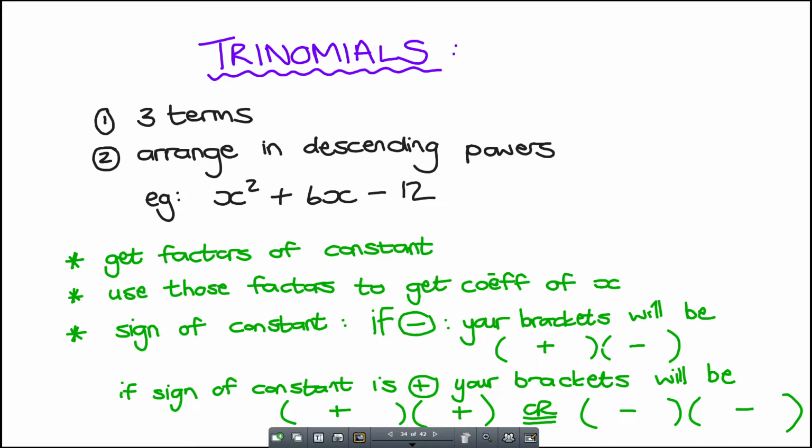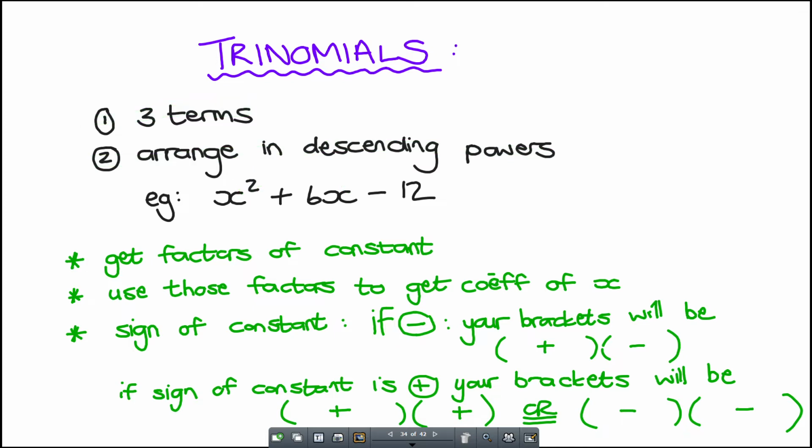Okay, so we said that for trinomials, first things first, we need 3 terms, obviously, and always go make sure. In the beginning, we're always nice and we arrange them for you, but it's not guaranteed that towards the end of the year it will always be like that. So just double check that your expression is arranged in descending powers. Meaning first your x squared and then your normal x and then no x over here. Okay, so just make sure of that.